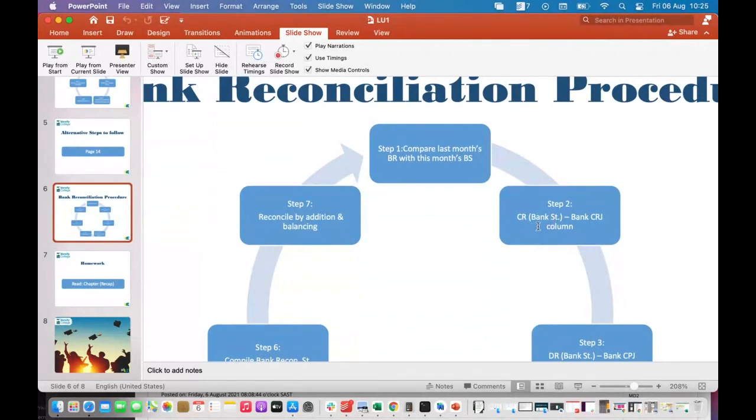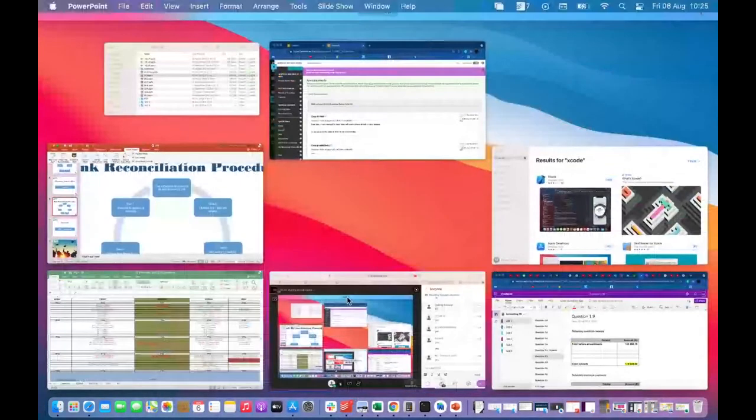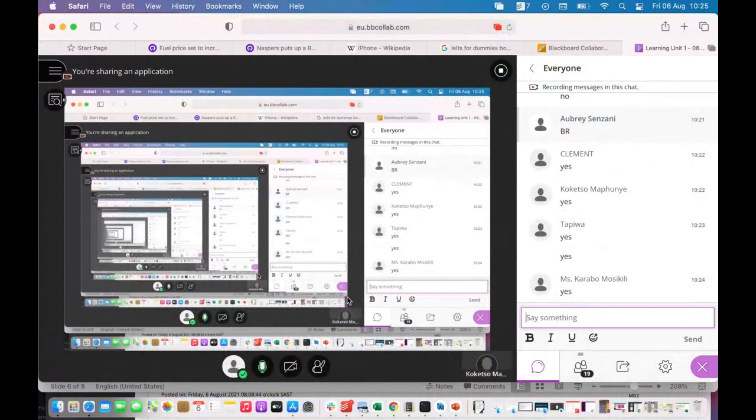Okay, right, cool. So the first amount that we have there is 21,673 Rand, 30 cents. And is that in the credit side on your bank statement? Thank you, Karabo. Yes, it is. If you look on the first, it's the last transaction on the first, on the credit side.